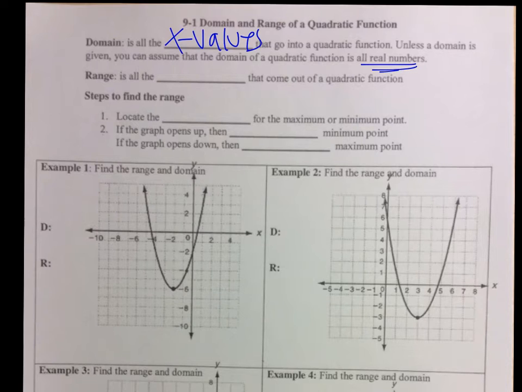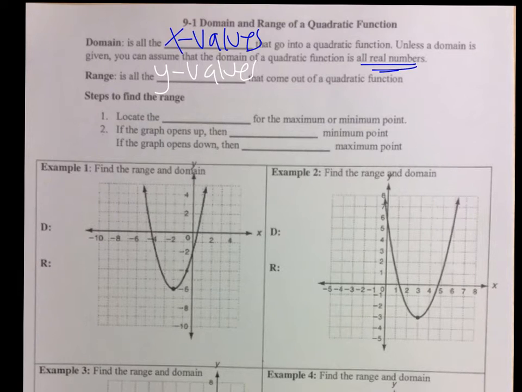The range is all the y values that come out of a quadratic function. So if you look at a quadratic function, it's all of the y values that are on the graph that is part of the parabola that we will see here in a bit when we get to the examples. There are two steps to find the range.